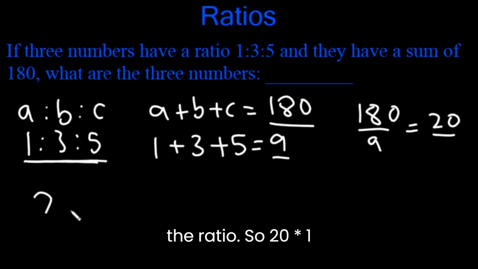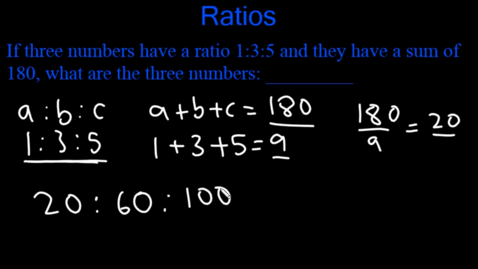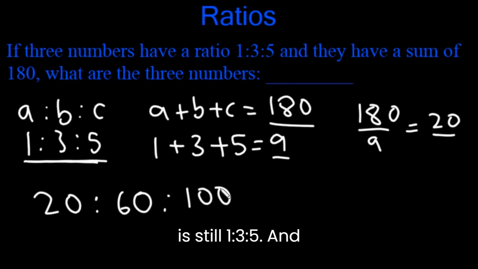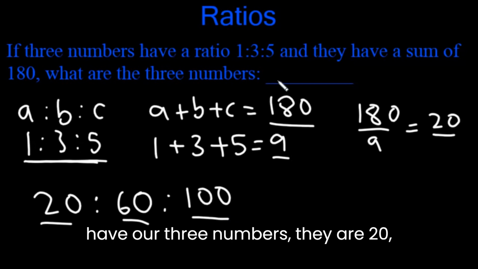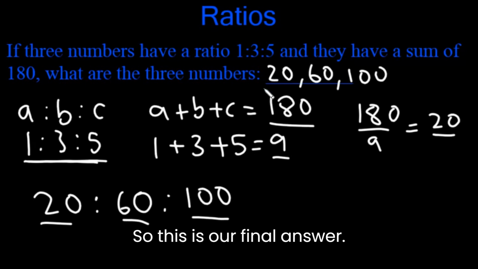So 20 times 1 is 20. 20 times 3 is 60. And 20 times 5 is 100. So the ratio is still the same. The ratio is still 1:3:5. And 20 plus 60 plus 100 is still 180. So we have our three numbers. They are 20, 60, and 100. So this is our final answer.